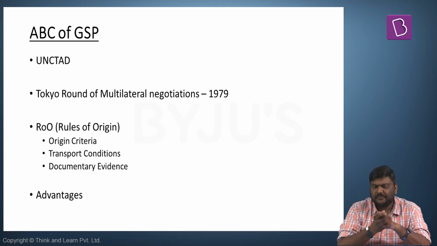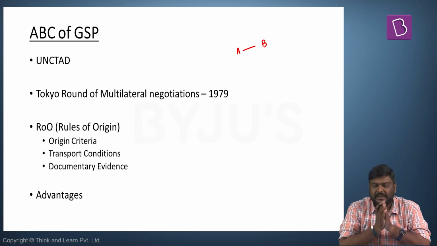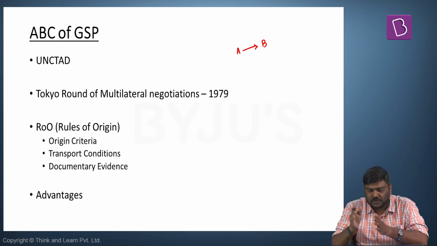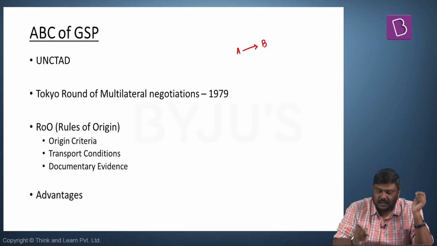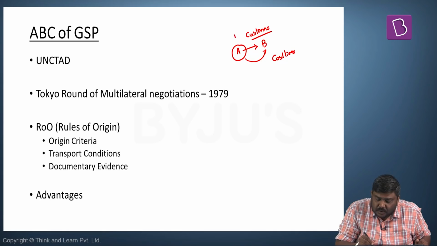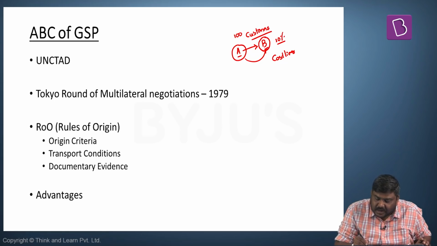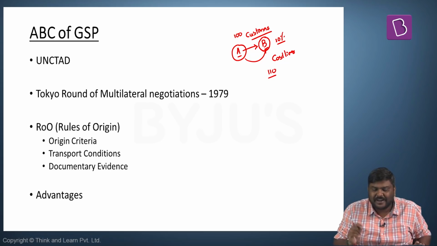But before that, whenever trade is conducted between two countries, let's say A and B, if A is exporting certain commodities to country B, and country B imposes customs duties, the product of country A, when it lands in country B, will become costlier. Just a hypothetical situation: if the cost of the product was 100 rupees and country B imposes 10% customs duty, then this product, when it lands in the market of B, will become 110 rupees.